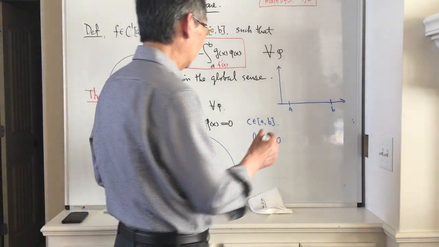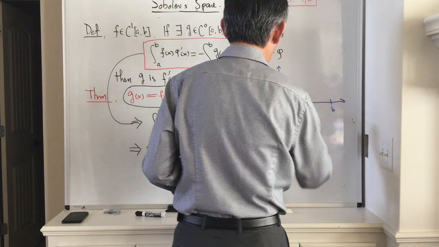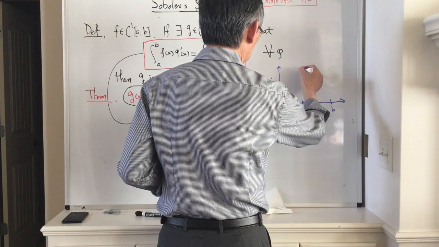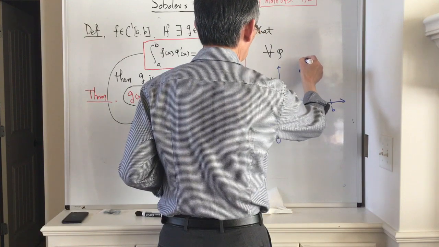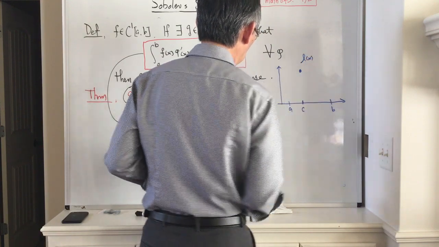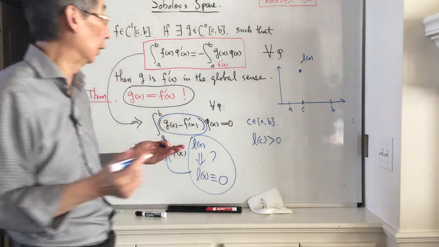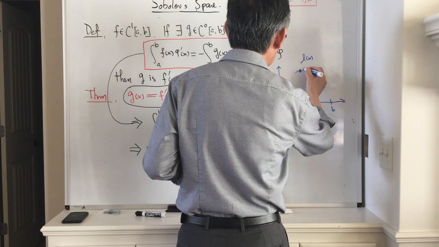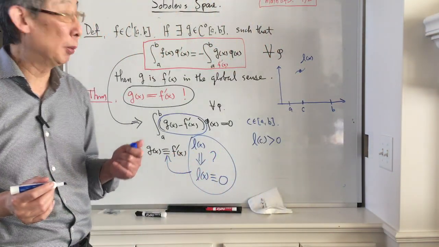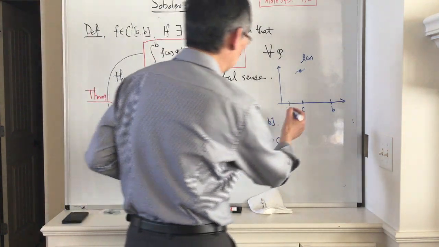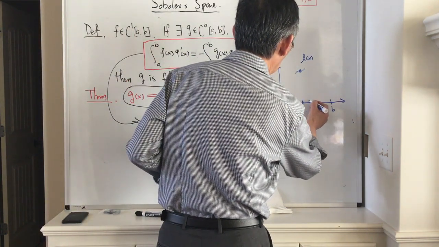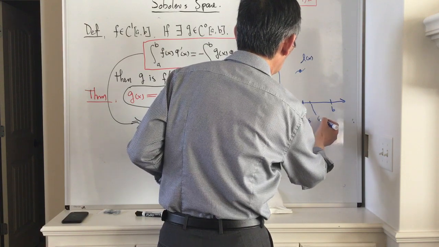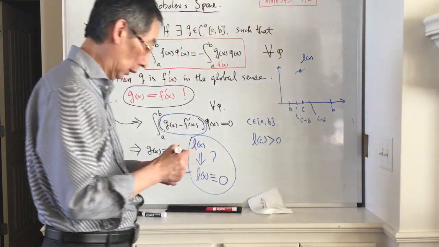Why? Let's say c is here. And suppose L(c) is greater than 0, so the value is here. So the L function is like this, right? Now since L is a continuous function, it's going to be strictly positive in a neighborhood of c. So this neighborhood I can define like this. It's from here to here. So this is c minus delta, and this point is c plus delta.